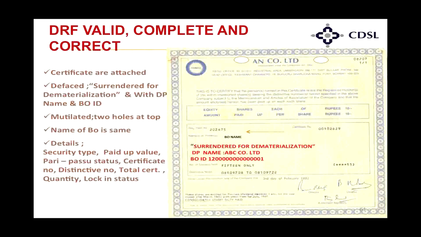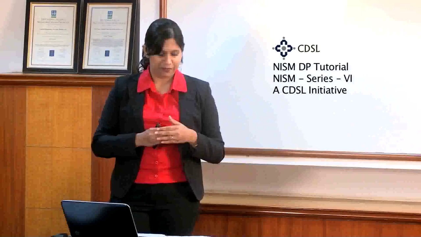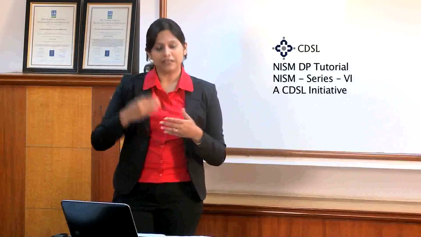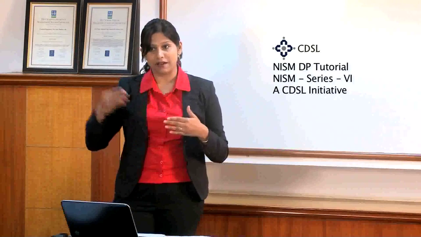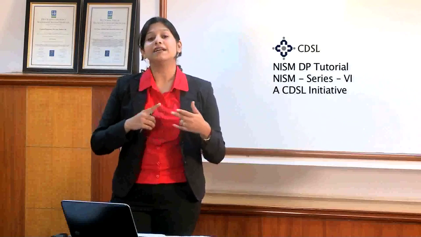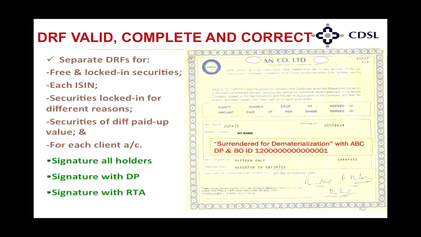You have to make sure that the name of the person on the certificate and on the DMAT account is exactly the same. Also, the details like the security type, paid up value, pari passu status, total number of certificates, quantities, and lock-in status have been mentioned correctly on the DRF. Once you check all these details, you have to make sure that separate DRFs are filled for lock-in as well as free securities. In lock-in securities, if there are different reasons for which the shares are in lock-in, then you have to put a different DRF.